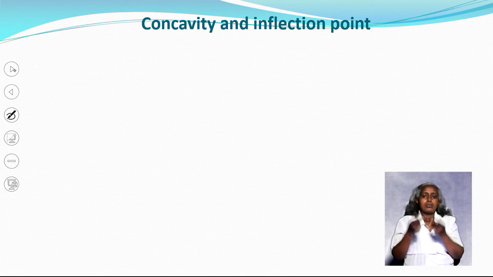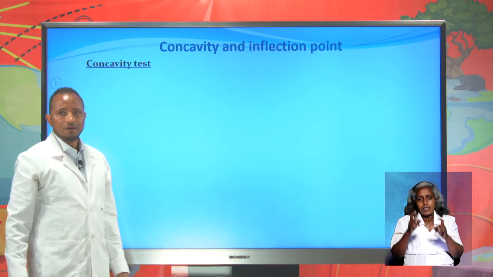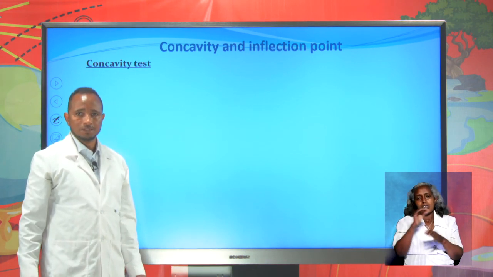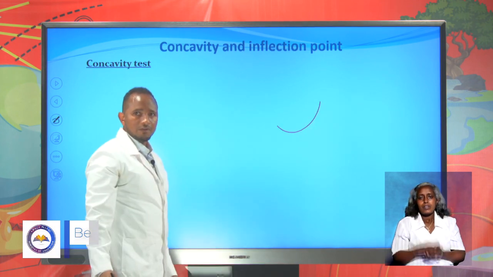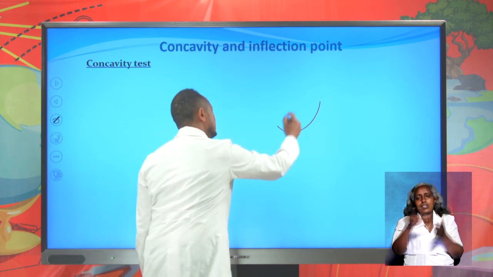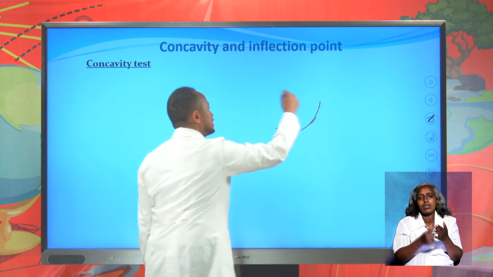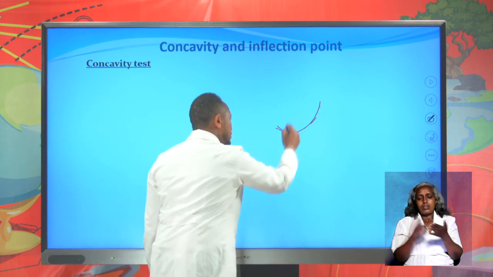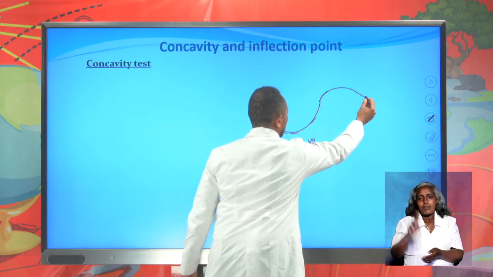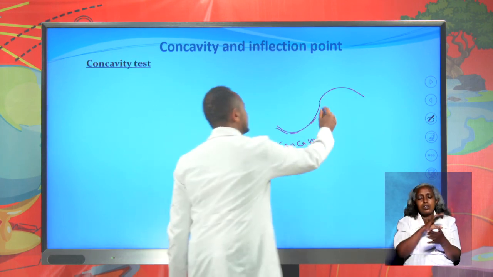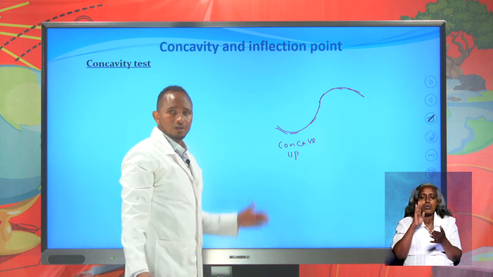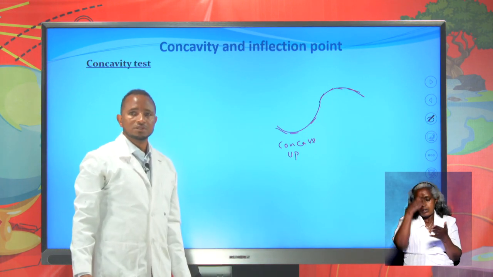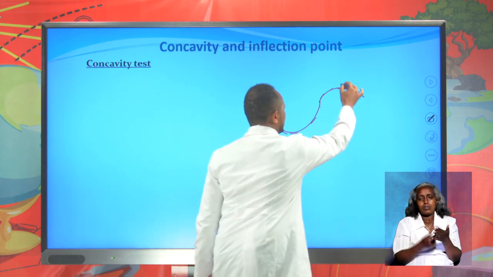Okay. The next part is concavity and inflection point. Before the concavity test, let's define what concavity and inflection point mean. If we have such a type of curve, if you draw any tangent line to this curve, the curve will be above the tangent line, and therefore we call this concave up. If you take this one and draw a tangent line to it, the curve will always be below the tangent line. So in this case we call this concave downward.